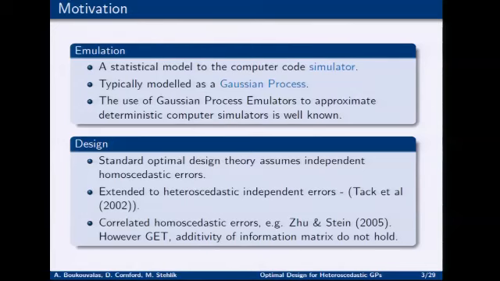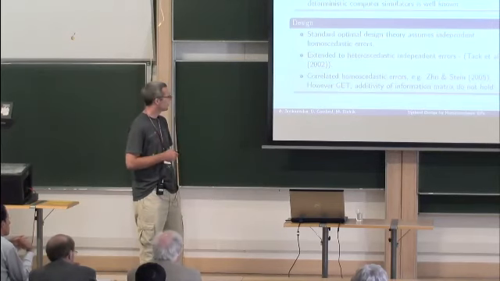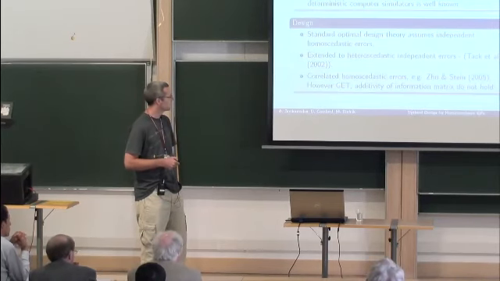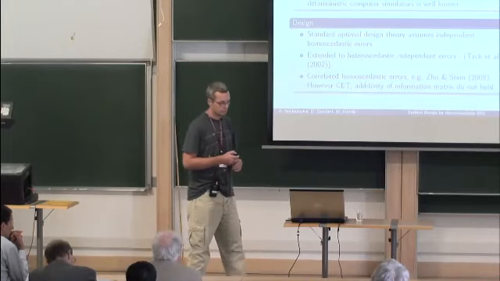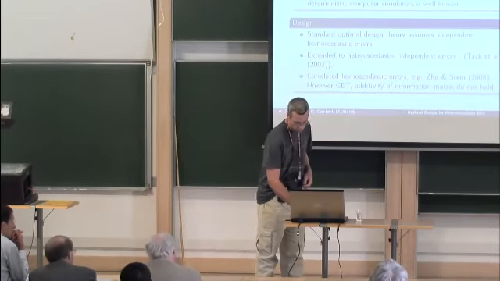And I particularly would like to point to this paper by Zhu and Stein in 2005 in JSPI, because our work is built on top of their work. And just a few caveats. All the nice optimal design theory, when you move to the correlated error case, a lot of things break down. The general equivalence theorem doesn't hold. Nice properties such as the additivity of the information matrix do not hold. So there are multiple caveats you have to watch out for.